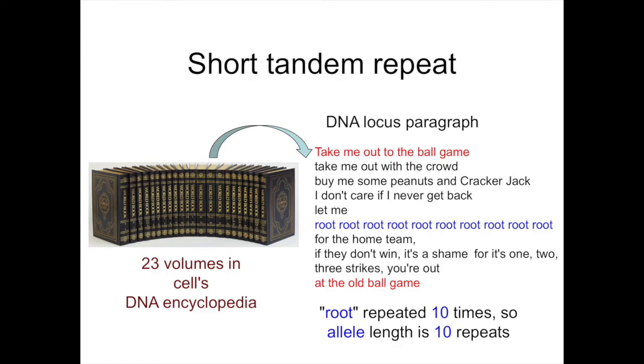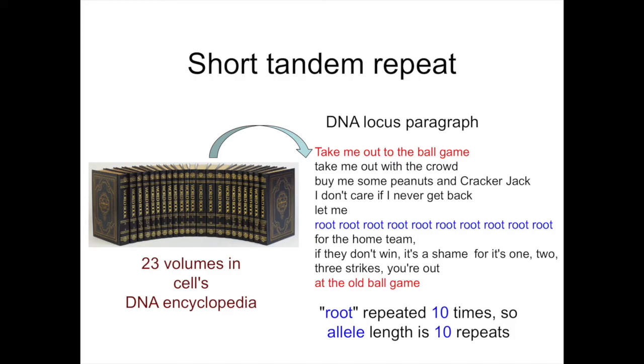These are stretches of DNA, paragraphs of text, that are completely fixed except for a variable region in the center based on the number of occurrences of a word. The reason they're called short tandem repeats is there's a short word, in forensics usually four letters, in the DNA alphabet, and that word is repeated in tandem. If we take a look on the right, we see the word root repeated 10 times. Root, root, root, root, root.